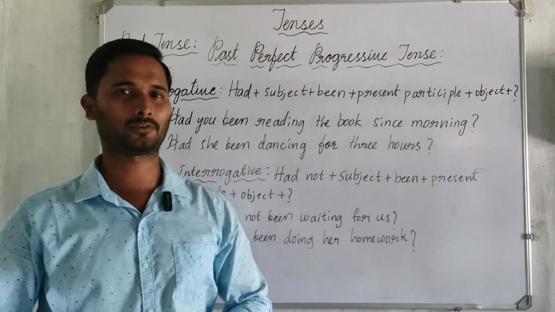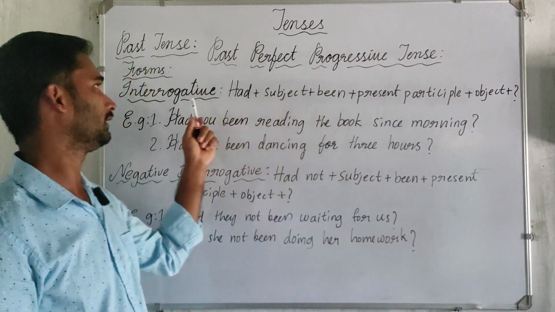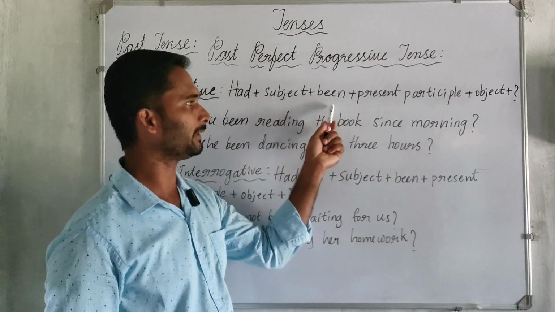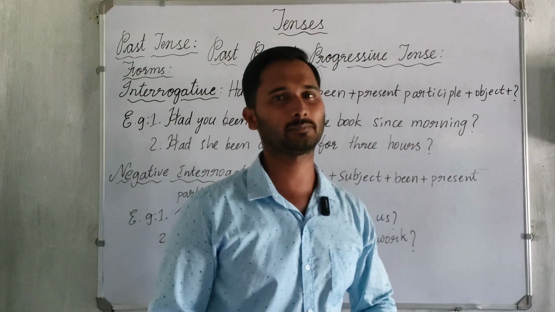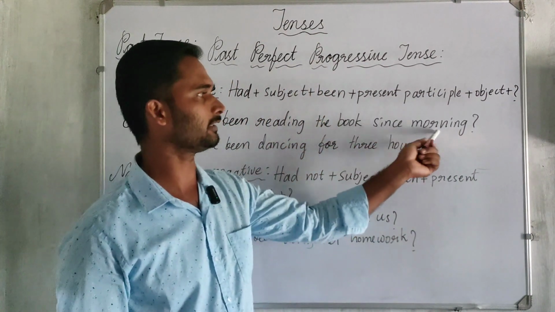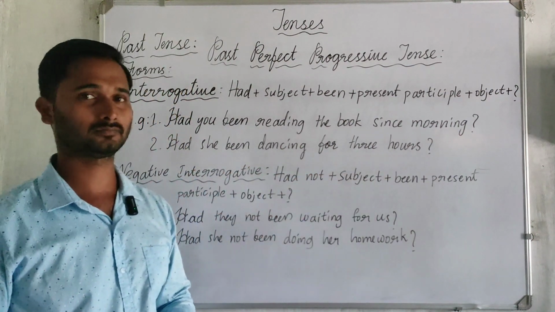The past perfect progressive, or we also call it the past perfect continuous tense. Let us see the interrogative form. Syntax: had plus subject plus been plus present participle plus object plus an interrogative mark at the end of it. Some examples. Had you been reading the book since morning? Had she been dancing for 3 hours?